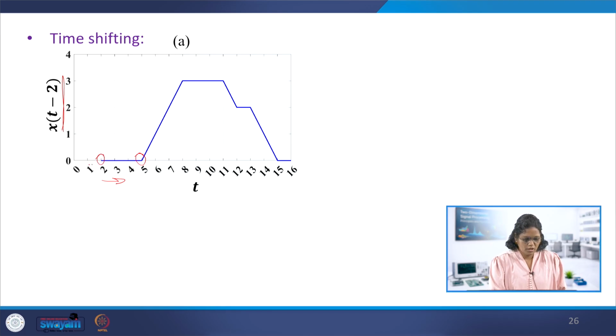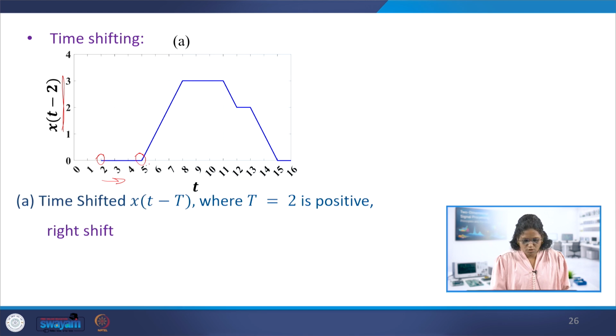Okay, so there are 2 time shifts, and no other amplitudes are changed, only the time is just delayed. Instead of starting from 0, it is starting from 2. That's it. So the shape and everything is preserved here. And the time shift t equal to 2, a positive number, is a right shift.